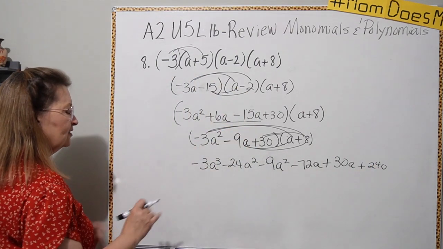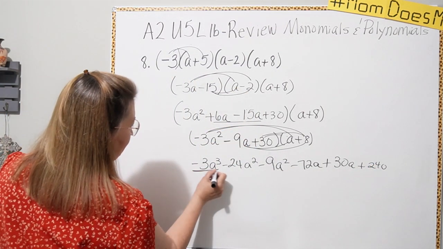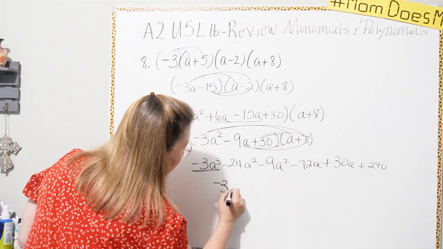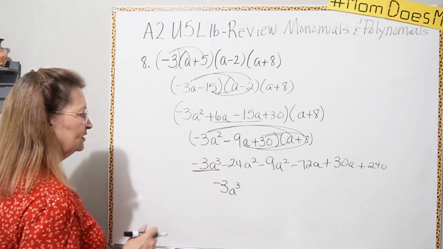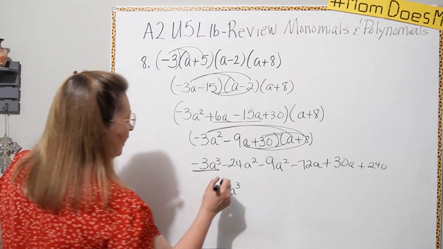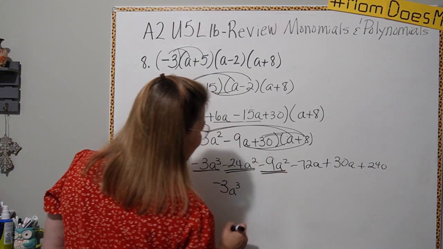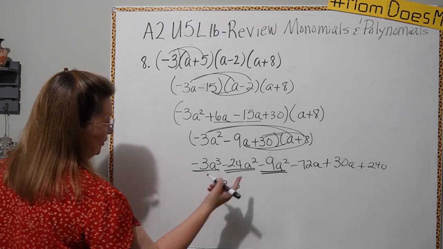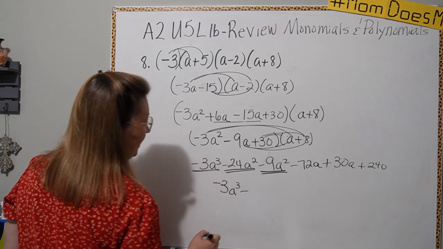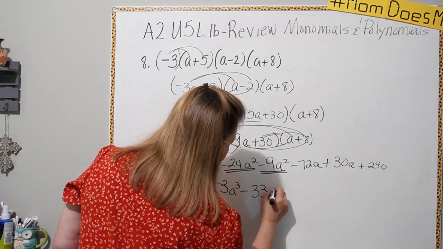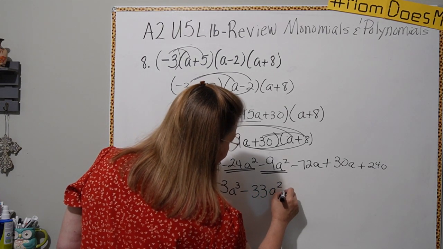Okay, now let's go through here and simplify. There are no more a to the third terms, so negative 3a to the third is going to stay like it is. Now, negative 24a squared and negative 9a squared you're going to add because the signs are the same. It's going to stay negative, so that's going to be negative 33a squared.